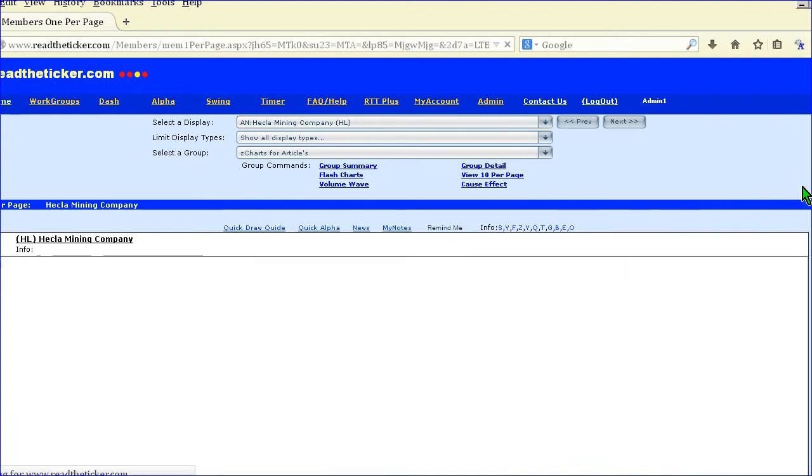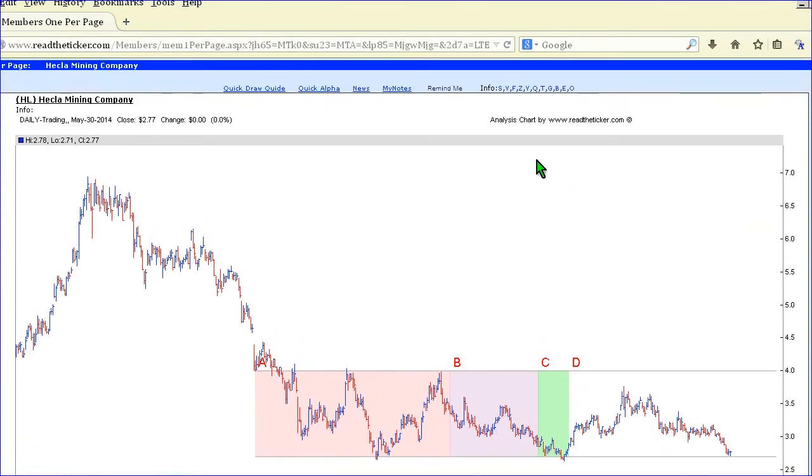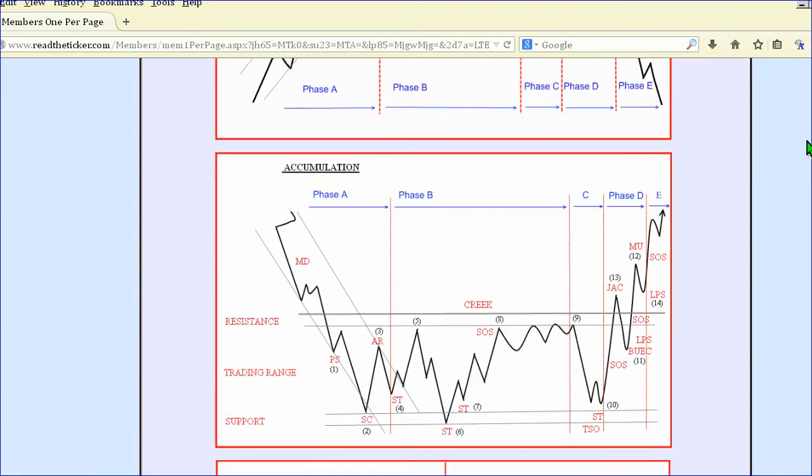Okay, it's important to understand that there are 5 phases in understanding accumulation. And in my Remind Me toolbox, here I have the phases: Phase A, Phase B, Phase C, Phase D, and Phase E. So Phase A, we're looking for a selling climax with an automatic move up. That'll be the shorts covering. Then we get a test of support. Maybe a sign of strength back up to the resistance, maybe a spring, another sign of strength, and a breakout.